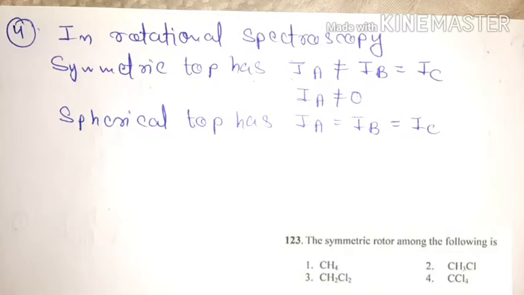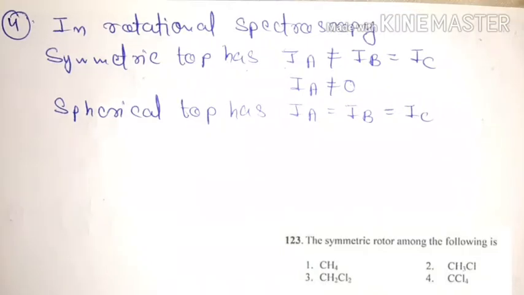But when you solve it according to the group theory concept, what is the group theory concept for finding a symmetric top or spherical top? It says that a molecule with one Cn or Sn, with n greater than or equal to 3, will be considered a symmetric top molecule. This is the group theory concept.